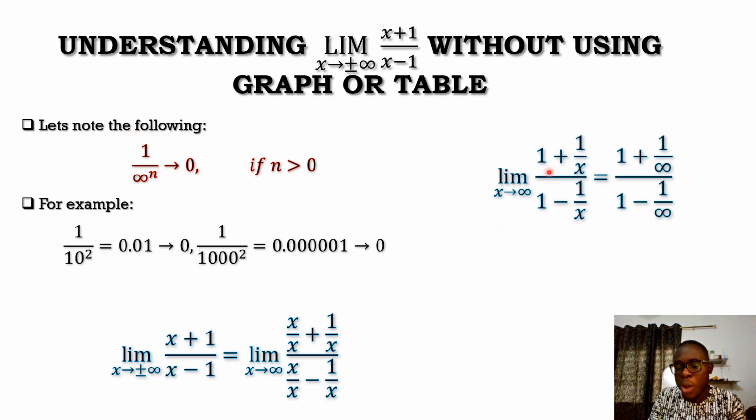So here we are going to end up with 1 plus 1 over x divided by 1 minus 1 over x. When you are working out the approximate value, that is the infinite limit, we substitute the value of x to get the approximate value. So here we substitute x as infinity, and the whole of this expression, 1 over x, behaves like 1 over infinity, which is approximately 0. So here we are going to get 1 plus 0 divided by 1 minus 0, and the answer is 1, which confirms what we did earlier using the graph or the table.